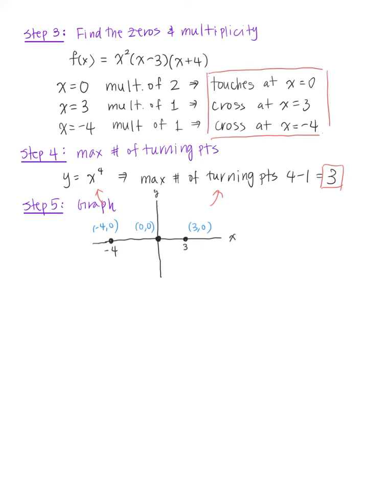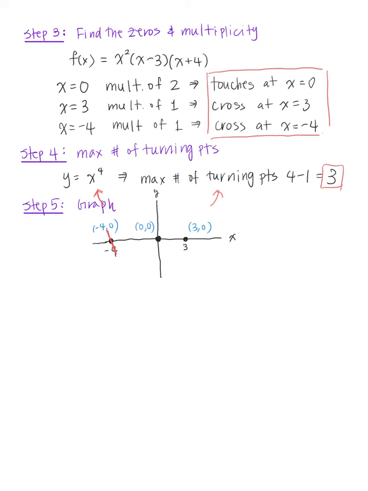Now let's take a look at the multiplicity. All right, so it says when x is 0, we have a multiplicity of 2. So it's going to touch the x-axis at x equals 0. It's not going to cross. But I'm not sure if it's going to touch here going up. I have no idea. So it's either going this way or that way. But when x is -4, we had a multiplicity of 1, so it's going to have to cross at x equals -4. So let me just do that real quick. It's going to cross at -4, and then the tail end is going this way.